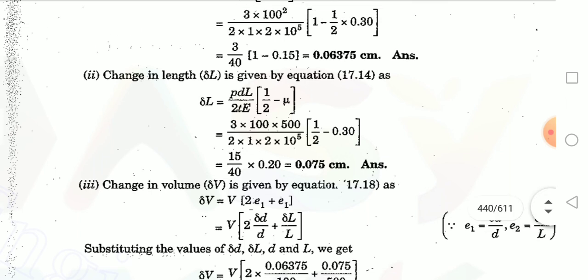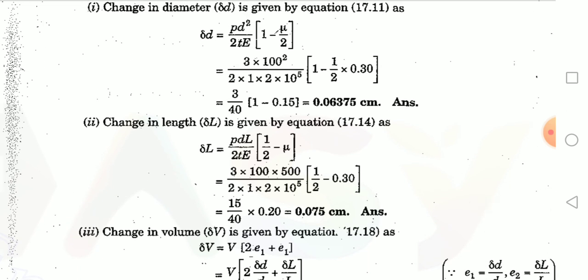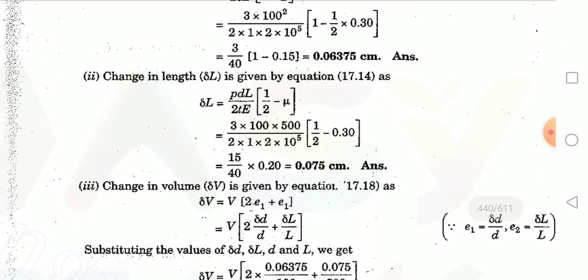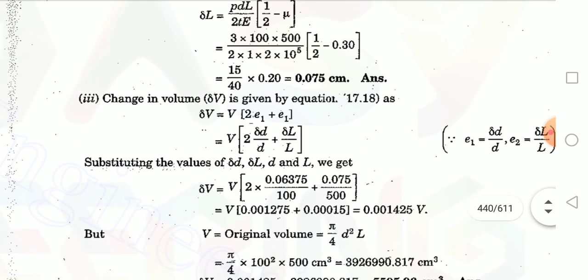Then parallelly change in length was asked. So the change in length formula is PDL by 2TE into half minus mu. For that the values are available, then you can substitute the pressure value, diameter value, and length of the shell value. Then 2 into thickness into capital E into half minus the Poisson's ratio 0.3. Everything must be substituted, then we can get change in length, which is 0.075 centimeter.